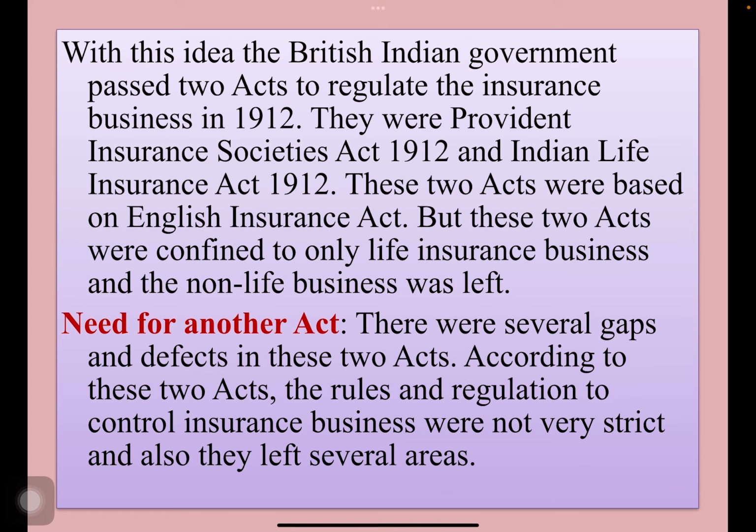With this idea, the British Indian government passed two acts to regulate insurance business in 1912. They were Provident Insurance Societies Act 1912 and Indian Life Insurance Act 1912. These two acts were based on English Insurance Act. But these two acts were confined to only life insurance business and non-life business was left. Therefore, there was a need for another act.